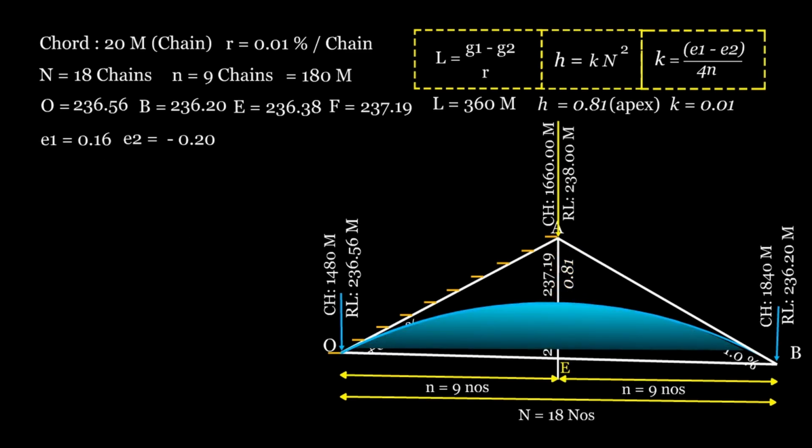Step 8. Calculate the RL values of intermediate pegs. Next, we calculate the RL values for the intermediate pegs. 1. Calculate the tangent elevation for each peg. 2. Calculate the tangent correction H for each peg. 3. Subtract the tangent correction from the tangent elevation to find the final reduced level on the parabolic curve.